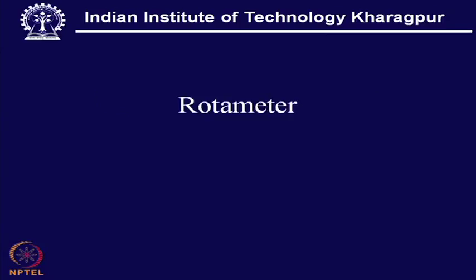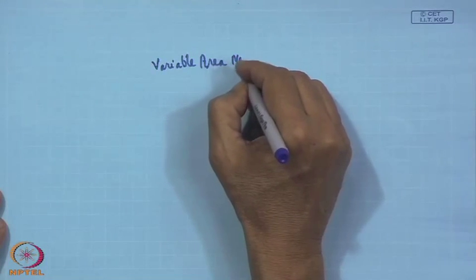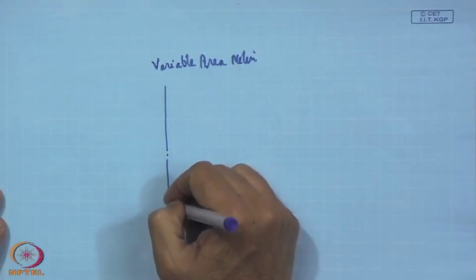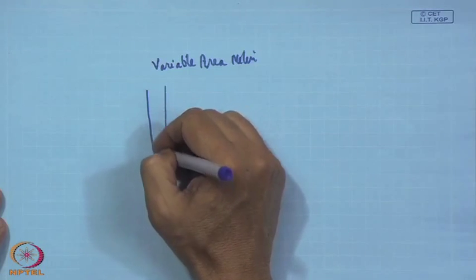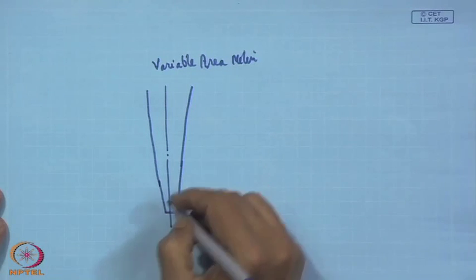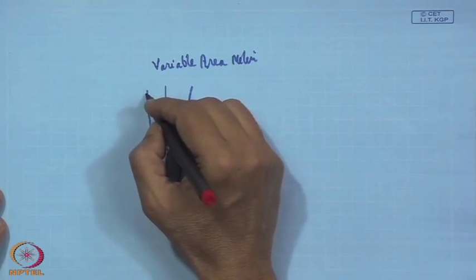So, it is called a rotameter. For fluid or gas flow measurement, we have various meters, say orifice meter, venturi meter, something like that. But here it is called a variable area meter. It is a tube, a tapered tube. This is the inlet, and that is the outlet.